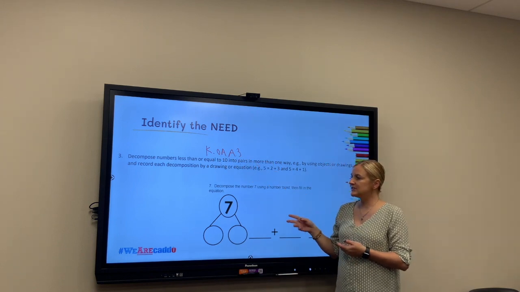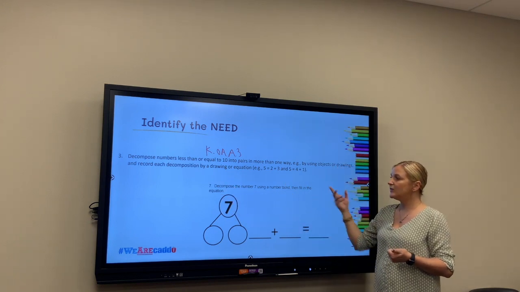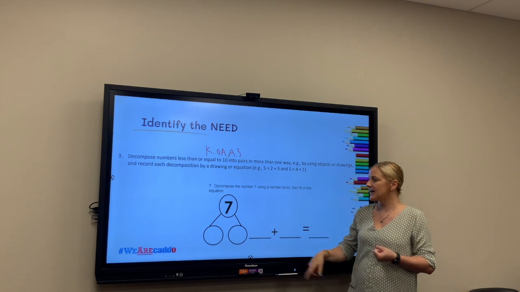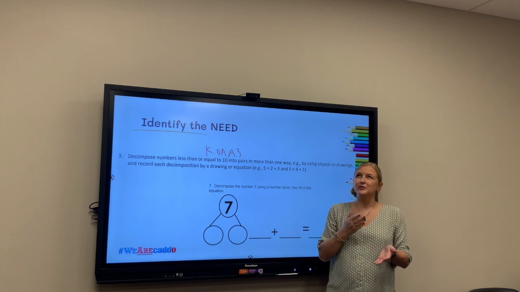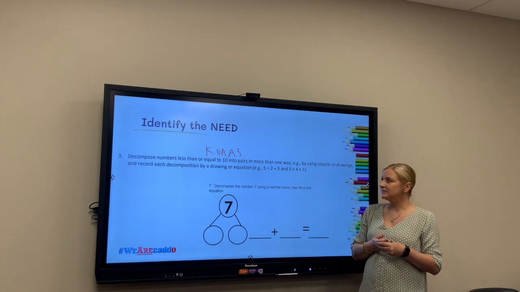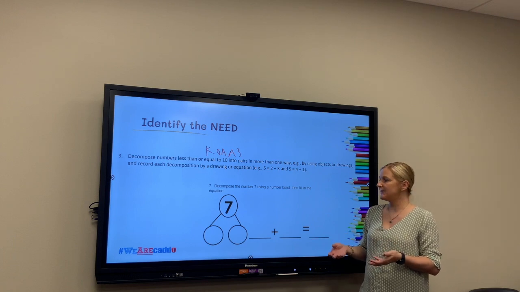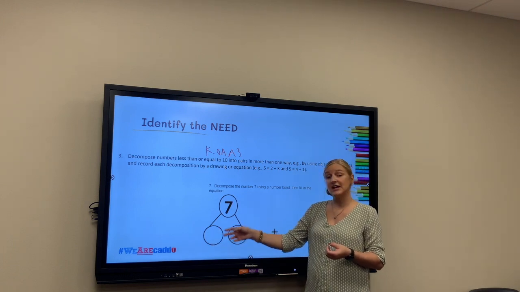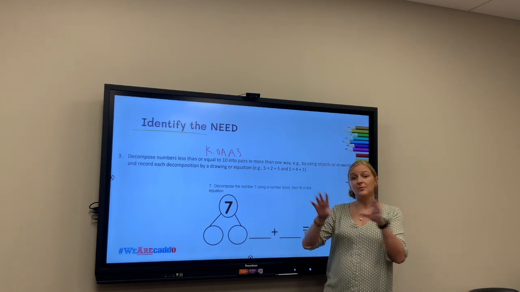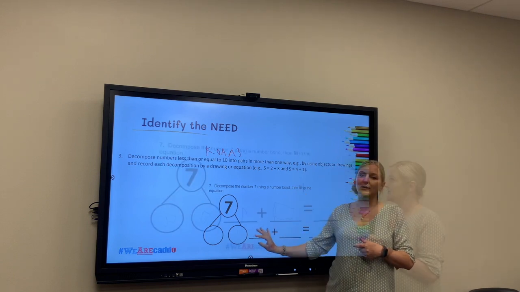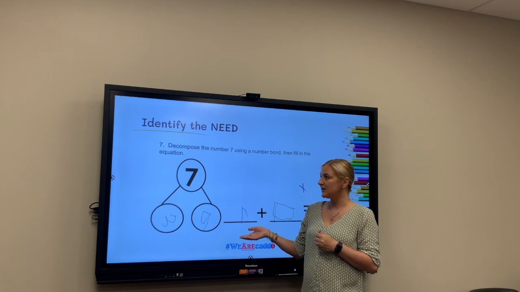So when we look at number 7 as being aligned to KOA A3, we know students are gonna have to decompose the number 7 using a number bond and then fill in the equation. So if we think back to the proficiencies we learned about, the only other proficiency that might be an issue would be strategic competence, because maybe they don't understand the number bond or they can't represent breaking that 7 apart mathematically in an equation.